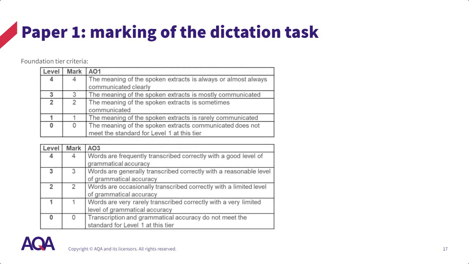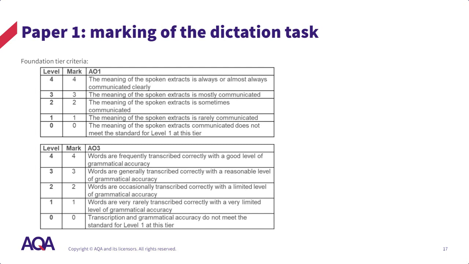So here are the assessment criteria for both assessment objectives for foundation tier as an example. The higher tier criteria are in the specimen papers. Higher tier is marked out of 5 for each assessment objective. The use of 1 mark bands makes marking very simple, and clear descriptors make this a straightforward task.